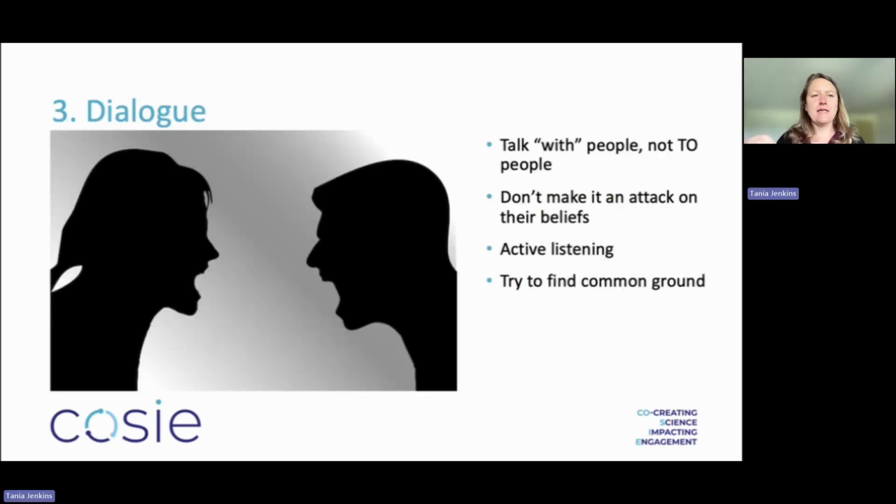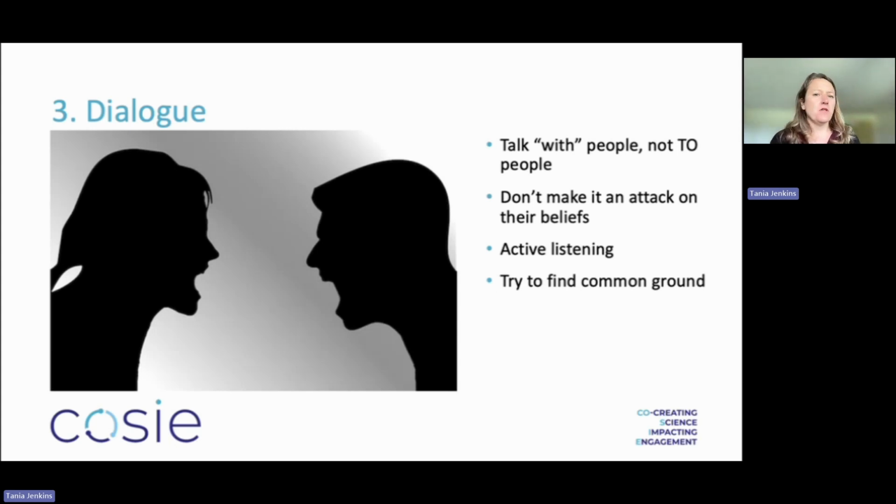Now, as I said, I'm a big fan of dialogue. And here it's really important to talk with people and not to people, and to allow them to speak as well. What I find when I'm running events, often with scientists, is that scientists just speak all the time because they feel that they have to. Sometimes it's also interesting to take on board what people are saying and then respond to build on the conversation. That's when communication actually becomes more satisfying for both parties.